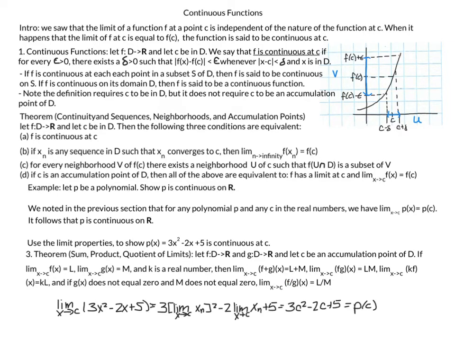Using all of these properties, the limit as x approaches c of 3x squared minus 2x plus 5 is equal to, pulling out the 3, the limit of x squared, again taking out the squared, pulling out the 2, the limit of x, plus 5, which is just equal to, plugging in c, 3 times c squared minus 2c plus 5, which is equal to P of c.